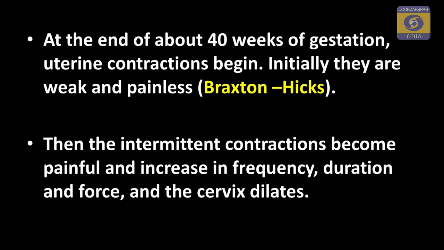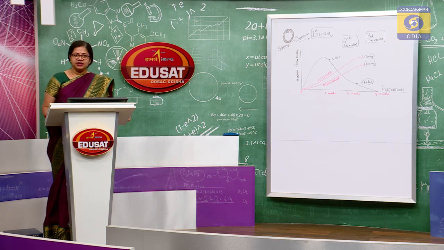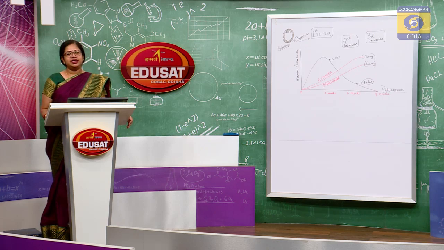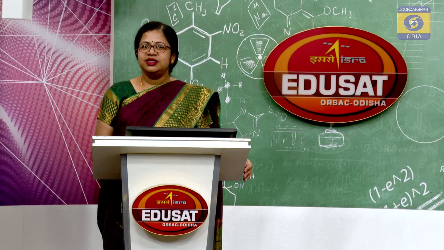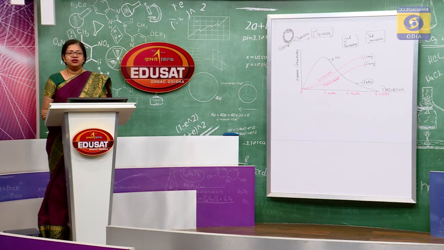When these intermittent contractions become more painful and increase in frequency, the duration and force will also increase, and it will lead to the dilation of the cervix. What is the cervix? Now, it is the birth canal. We discussed the female reproductive parts, where you saw how the vagina, cervix and uterine cavity line up. So, cervix is our birth canal. So, these contractions will lead to dilation of the cervix. When cervix dilation starts, we say that is the first stage of labor.